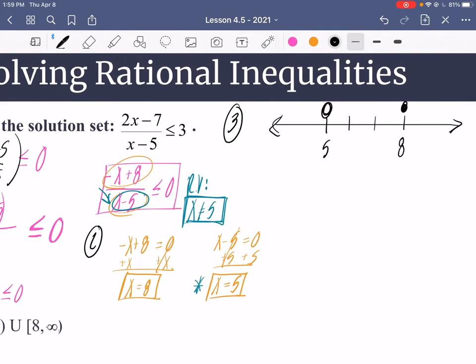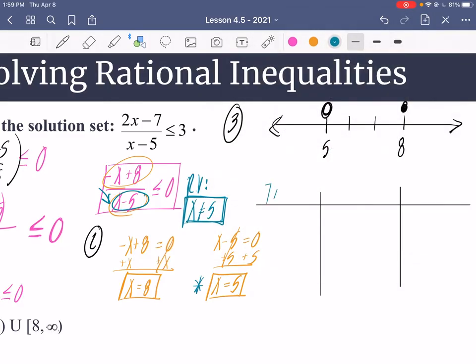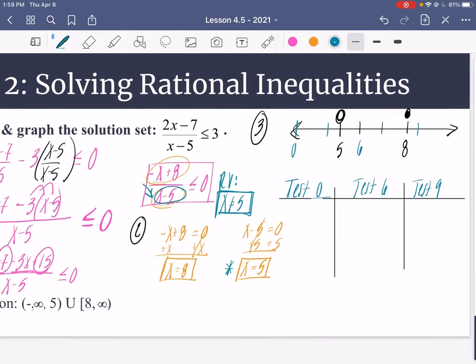And then I make my little chart here for the intervals, and I'm going to plug in a couple values. So let's test 4, 6, and 9. Actually, for this one, let's test 0, because 0 is also on this side of 5, and that's a little bit easier to work with. So whenever we can, I like to plug in 0.